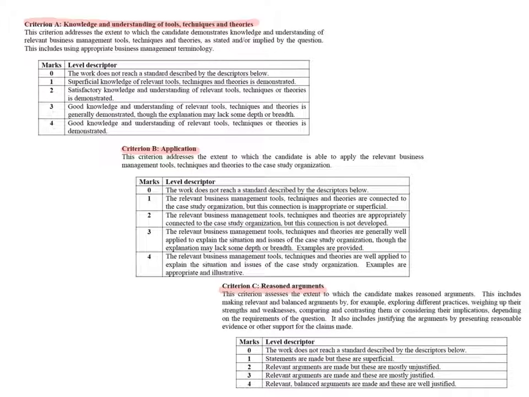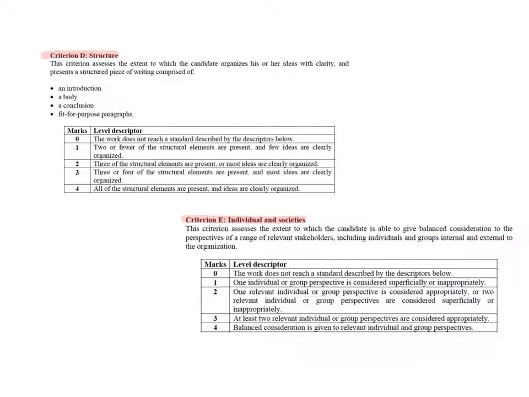For achieving 4 marks in criterion C, relevant, balanced arguments are well made, and these are well justified. For having 4 marks in criterion D, structure, all the structural elements are present and ideas are clearly organized. For having 4 marks in criterion E, individuals and societies, balanced consideration is given to relevant individual and group perspectives.